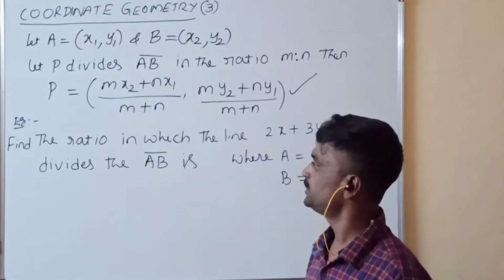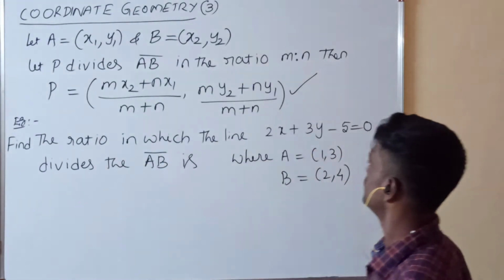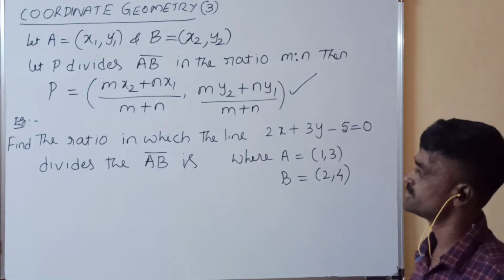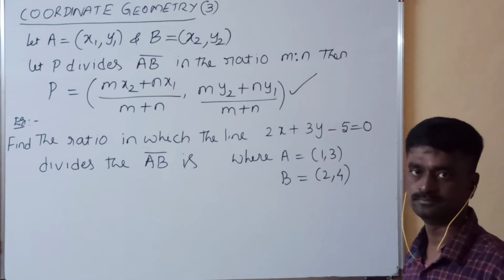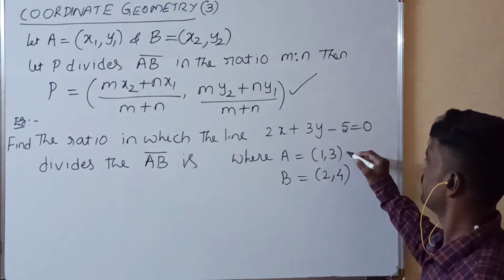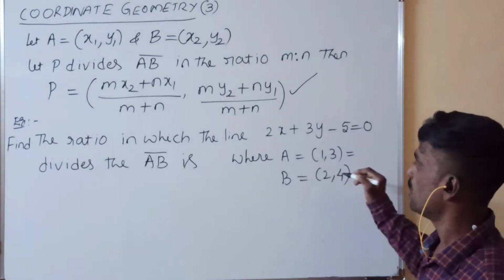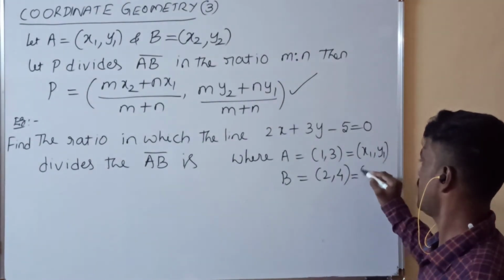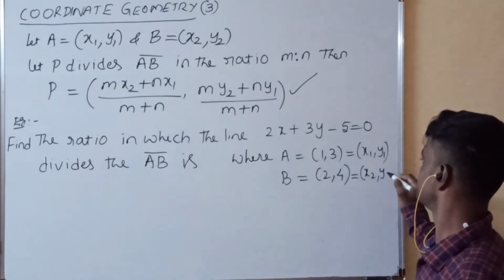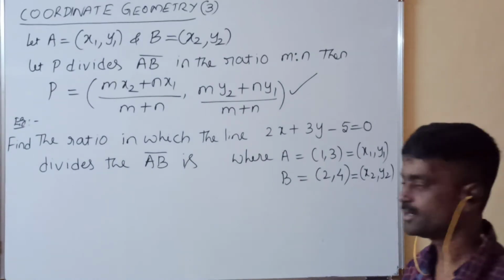Okay. So look at the example. Find the ratio in which the line 2x plus 3y minus 5 is equal to 0 divides the segment AB, where A and B are given. Okay. So you take the first point coordinates are x1, y1. Second point coordinates are x2, y2. And what will be the required ratio?